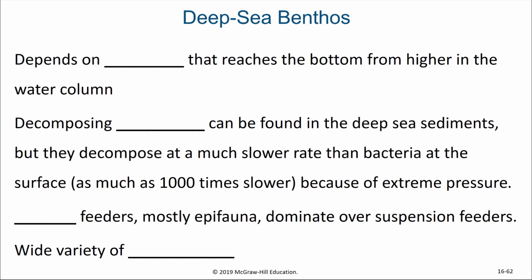There are organisms that not only live in the water column above the seafloor, but also on the seafloor itself. The deep-sea benthos depends on food that reaches the bottom from higher in the water column. Decomposing bacteria can be found in deep-sea sediments, but they decompose at a much slower rate than bacteria at the surface because of the extreme pressure. Many of the benthic organisms of the deep sea will be deposit feeders.